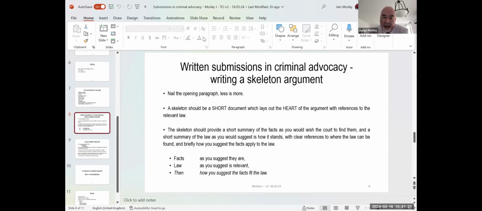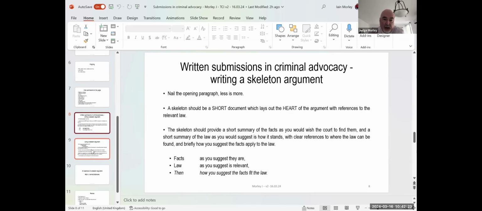And the skeleton should provide a short summary of the facts as you would wish the court to find them, and a short summary of the law as you suggest is how it stands, with clear references to where the law can be found, and briefly how you suggest the facts apply to the law. So you're weaving, having nailed in your opening paragraph, you're weaving the relationship between the law and the facts. So keep in mind, you want to enunciate in short form the facts as you suggest they are, as they've been established during the course of the trial. And then the law, as you suggest, is relevant. And then you want to blend the two as to how you suggest the facts fit the law. And all of this in a short document that is designed to cover your best points, and also dealing with the best point being made by the other side.